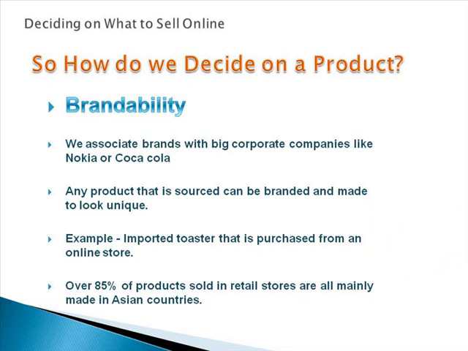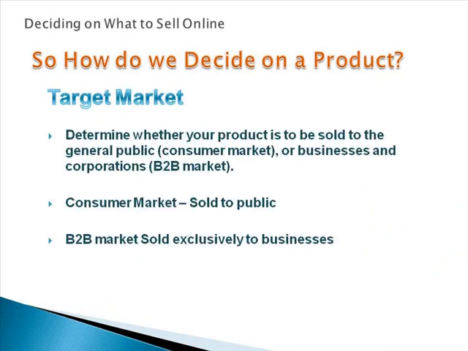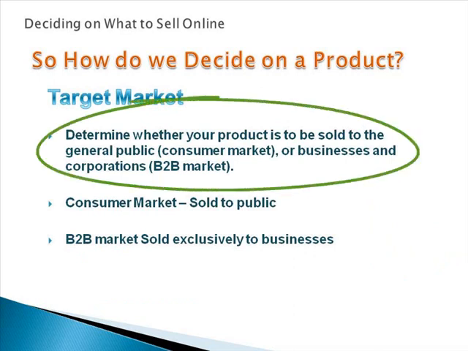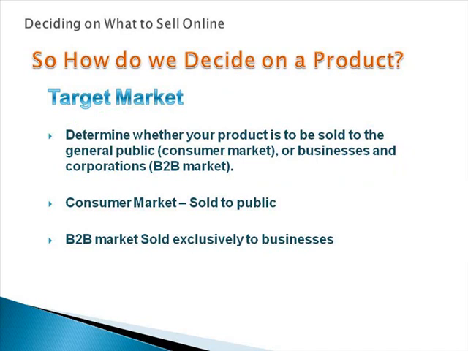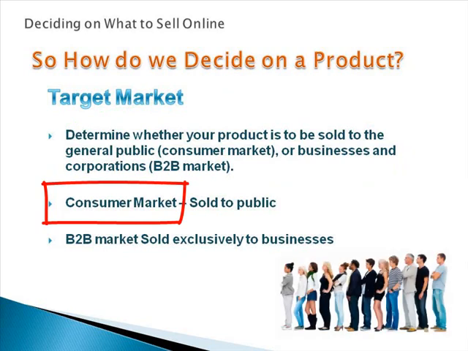The last step in the 6-step process of deciding on the product is target market. One important factor that decides what product you are to select when starting an online business is to determine whether your product is to be sold to the general public or consumer market, or businesses and corporations only, which is the B2B market. Sourcing a product for the consumer market would mean that your product will be sold to the public and adopted primarily for general and everyday use.